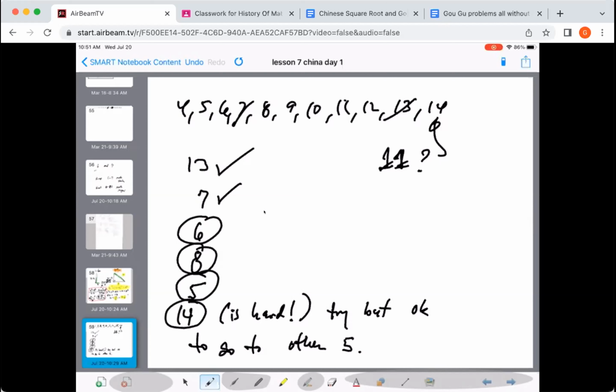I just want you to mess around with these questions. So 6, 8, 5, most important. 14 is a good one. If you don't like 14 though, you're not getting anywhere with it, try to look at the other ones.